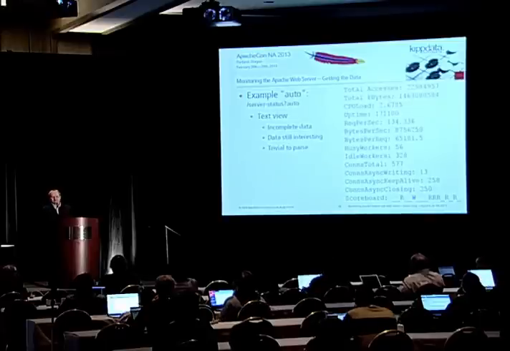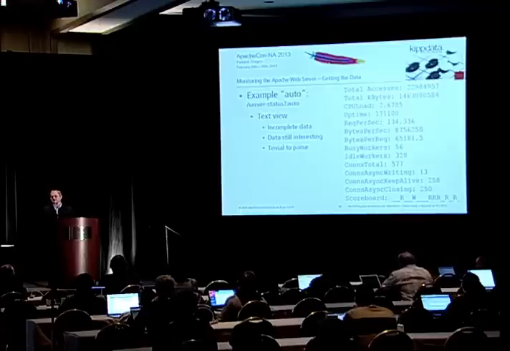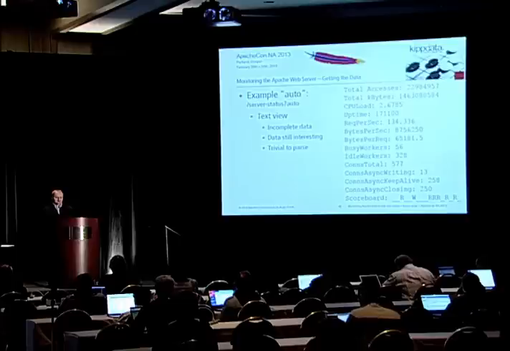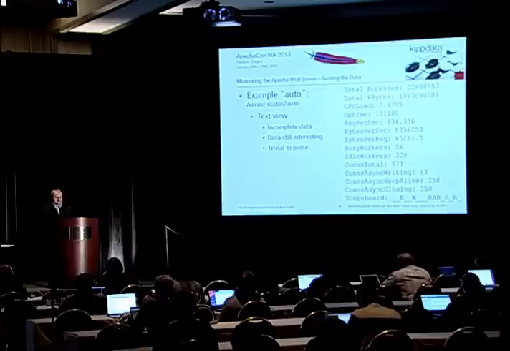If we add a query parameter ?auto, then we get a textual view. And most of the data that's interesting in the HTML view is also in the auto view. Probably we should complete it if there is something interesting missing. Obviously, this auto view is much easier to parse. There is no HTML text and so on, so it's trivial to parse the data out and put them into your monitoring system.